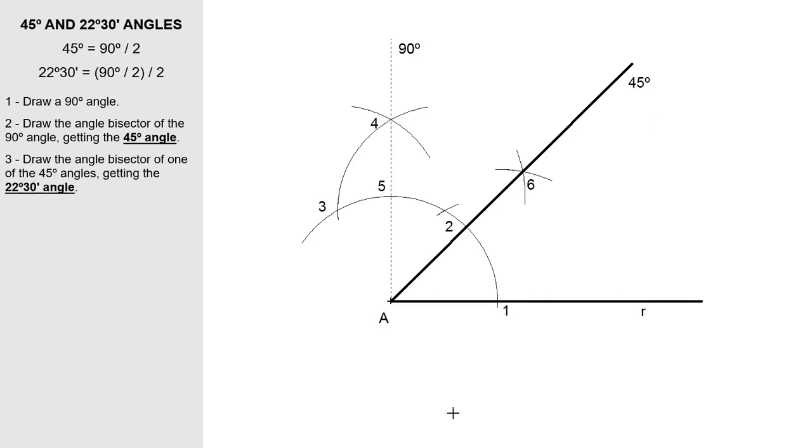The 22° 30' angle is gotten drawing the angle bisector of the 45° one, because 22° 30' is half the 45° angle. Using point A as center, we would draw an arc that we have already drawn that meets the semi-straight lines that form the 45° angle at points 1 and 7.